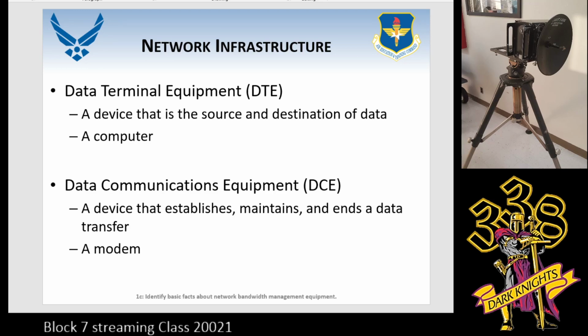DTE and DCE. Your data terminal equipment is considered the source and destination, or a computer, and the DCE establishes, maintains, and ends a transmission, or a modem. So the correlation I like to make here, so that I can differentiate between the two of them and remember which is which, is that computer terminal is data terminal equipment. And then your DCE is everything else in between. So your DCE connects DTEs together, essentially. Does that make sense? Yes, sir. Okay. Does anybody have questions on network infrastructure?